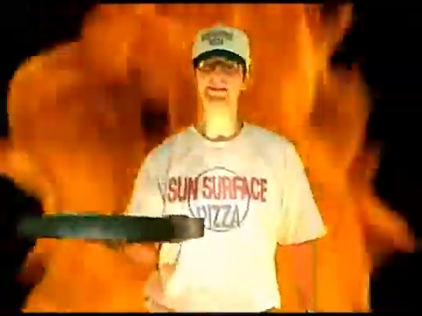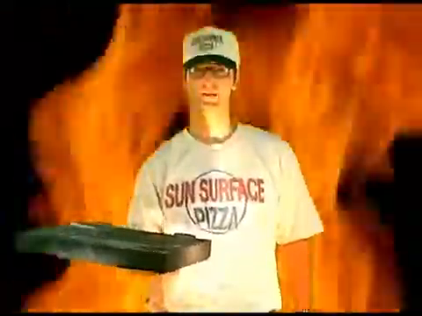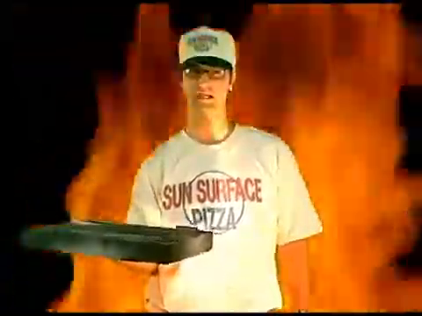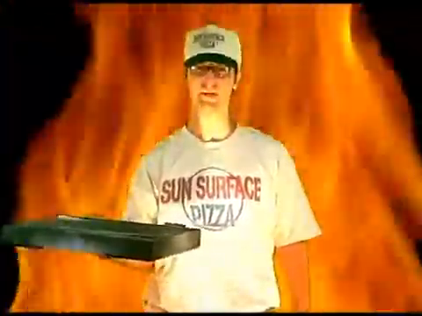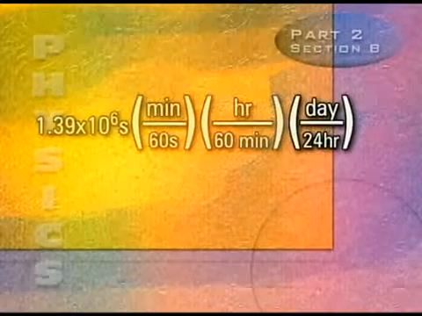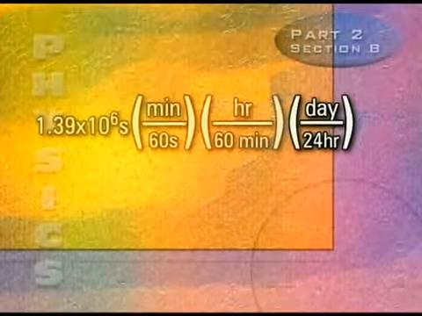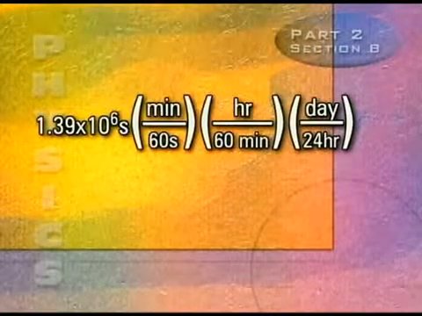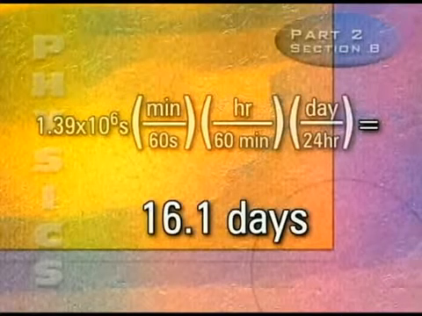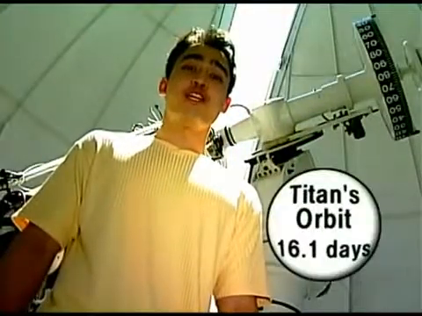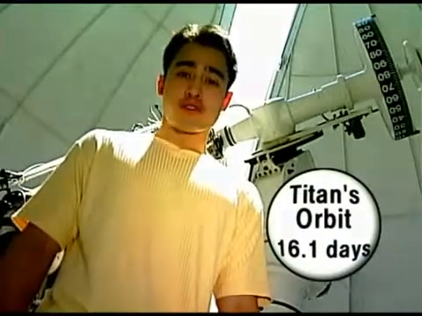But wait, we're not done yet. We just found out Titan's period, 1.39 times 10 to the 6 seconds. But the problem asks for us to find Titan's period in days. There are 60 seconds in 1 minute, 60 minutes in 1 hour, and 24 hours in 1 day. So, in order to convert 1.39 times 10 to the 6 seconds into days, multiply by all the ratios, and we get 16.1 days. So it takes Titan 16.1 days to make one orbit around Saturn.